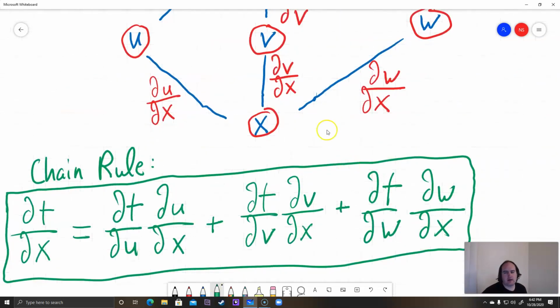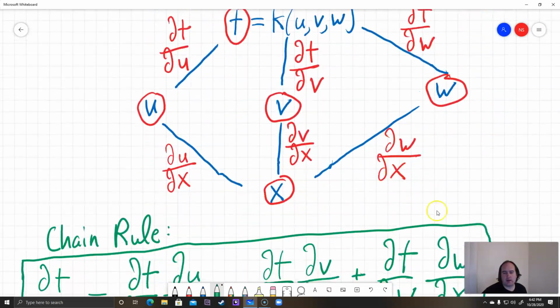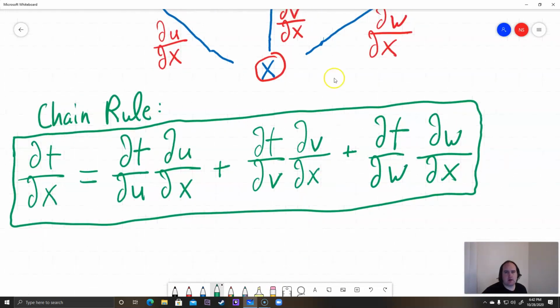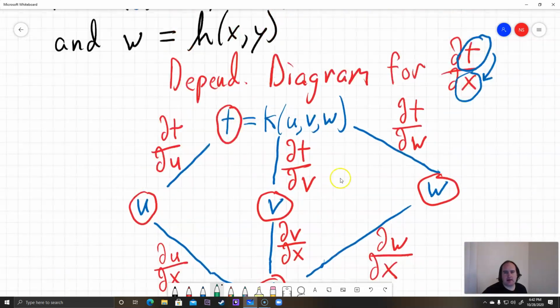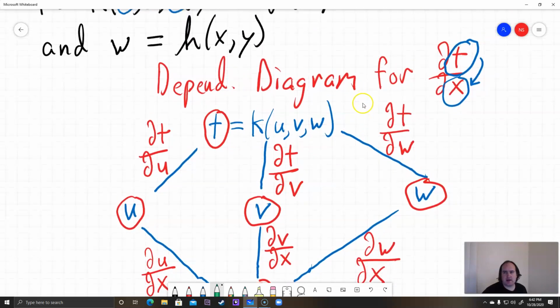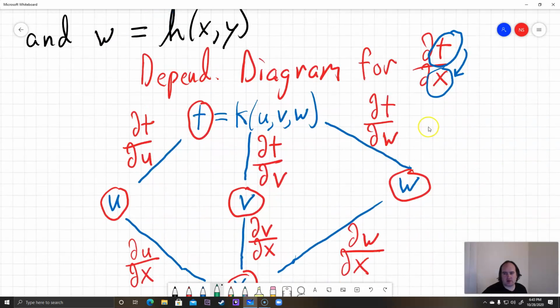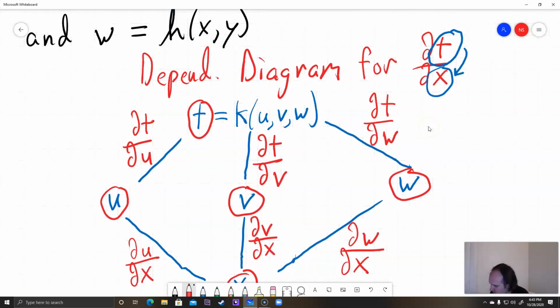Okay, and then I also wanted to do the same thing for partial t, partial y. I can take a little shortcut here. Since I've already drawn this dependency diagram for partial t, partial x, we notice that u, v, and w are functions of x and y. So if I want to do partial t, partial y, I can literally just replace every single x there with a y instead. That'll take a lot less work since we've already drawn this diagram.